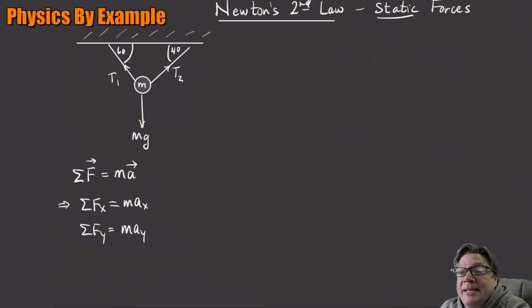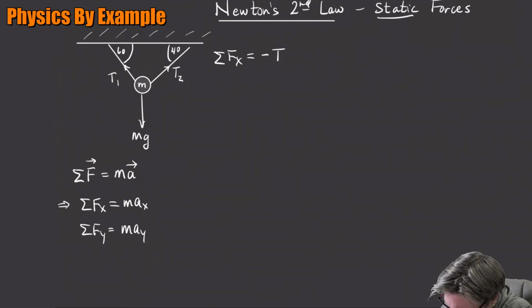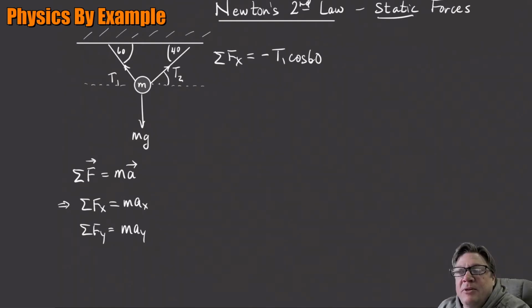So, okay, in the x direction, let's write it down. What do I have? T1 has a little bit of an x component going to the left. So it's going to be minus T1, and that component is going to be cosine 60 because, if you like thinking about the horizontal angles, just draw a parallel to the ceiling. So that's going to be 40, the same angle as 40, and this is the same angle as 60. So this works. T1 cosine 60 is the x component heading back to the left.